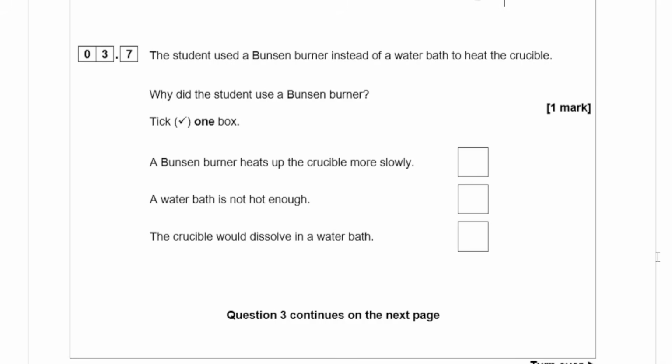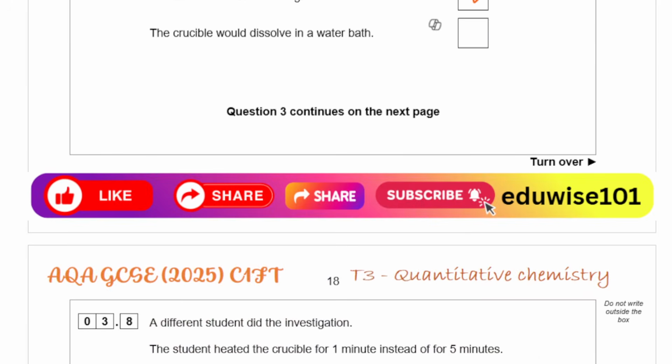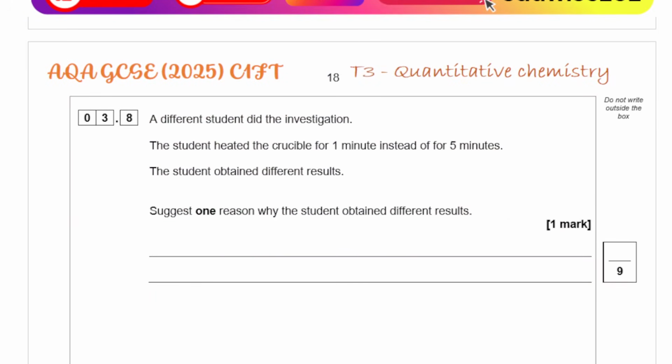The student used a Bunsen burner instead of a water bath to heat the crucible. Why did the student use a Bunsen burner? A Bunsen burner heats up the crucible more slowly. That depends on the setting of the flame. The water bath is not hot enough. That would be the best case. If you want to heat it, you can't use a water bath. The crucible will dissolve in a water bath. No, the crucible is porcelain, so it won't.